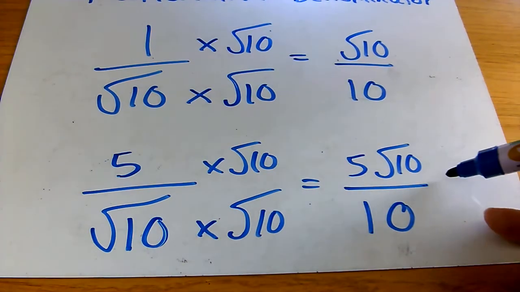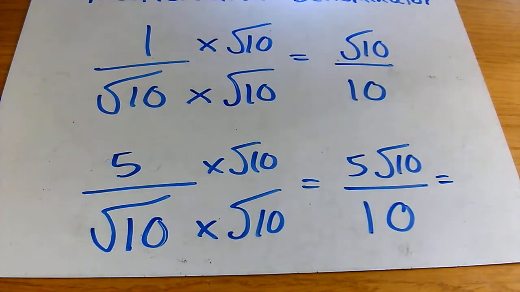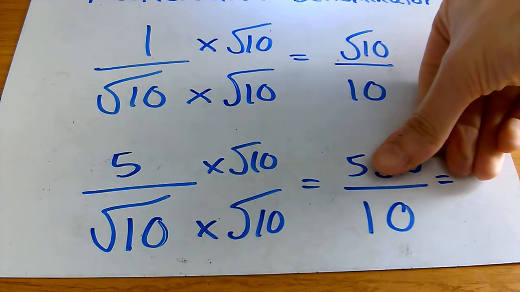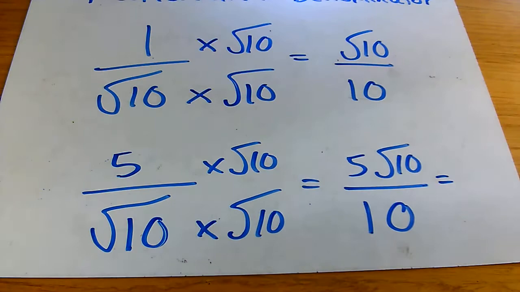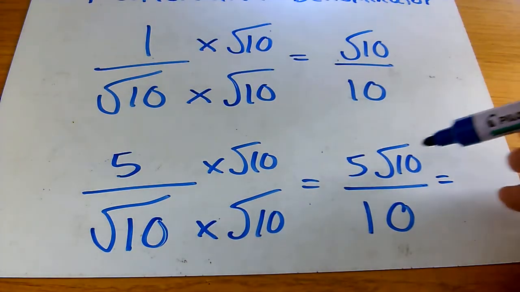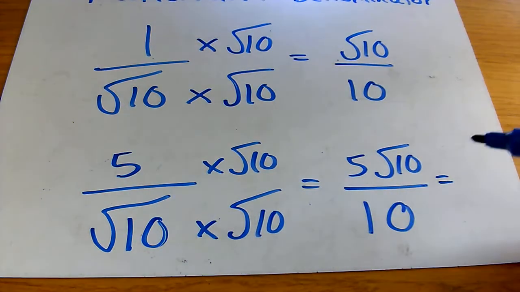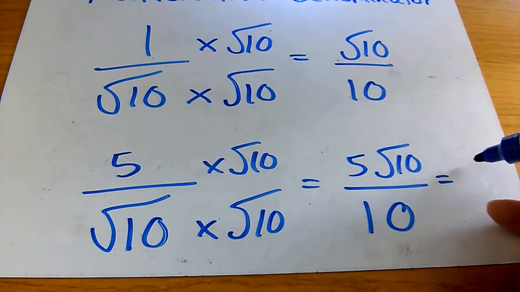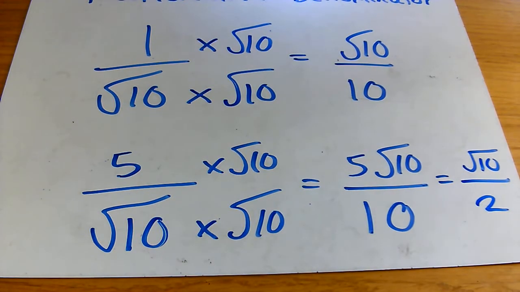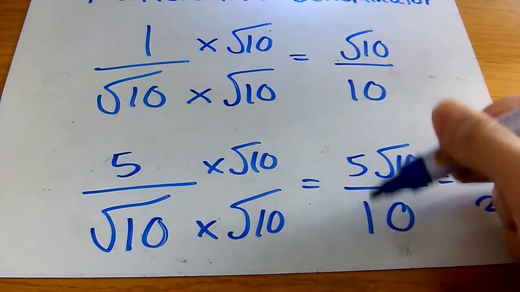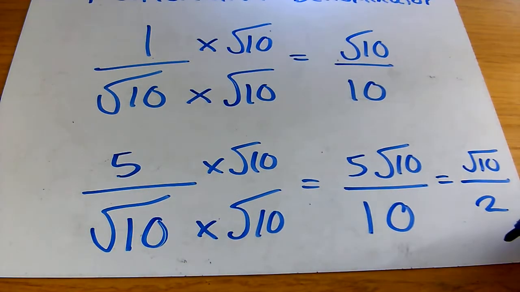Now this one actually can be simplified a little bit, because if you imagine that root 10 wasn't there and you just had 5 over 10, you could divide the top and the bottom by 5 and simplify the fraction. Well, you can still do that even though the root 10 is there. Dividing by 5 is only going to affect the 5. So if we do that, we're going to get 1, so I'm not going to bother writing, over 2. So we divided the top and the bottom by 5, and we've got that simplified version there.